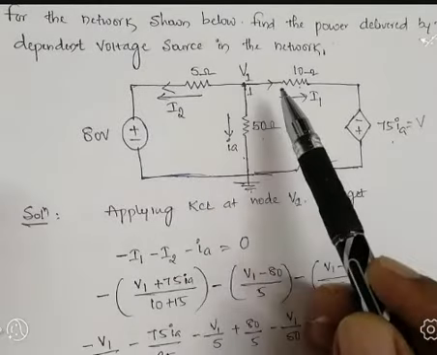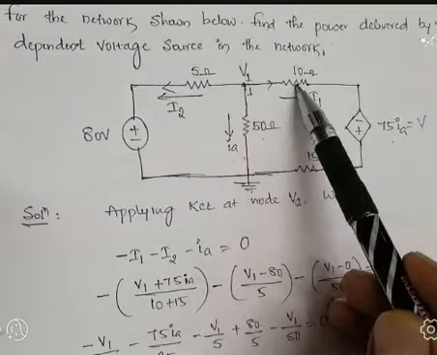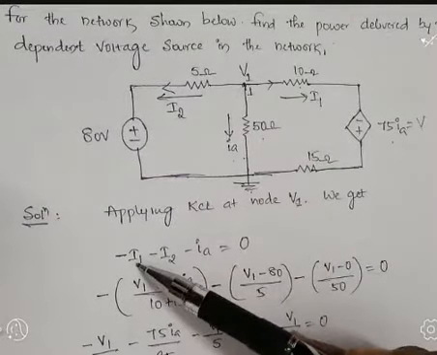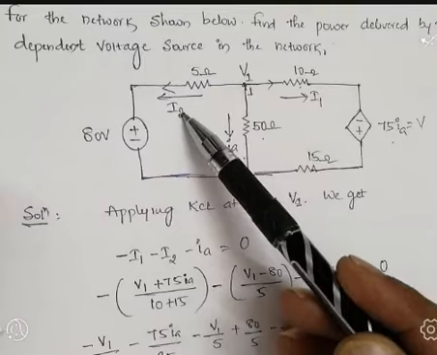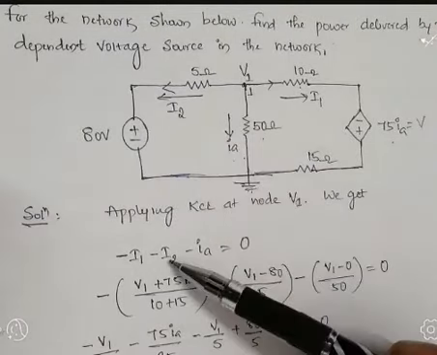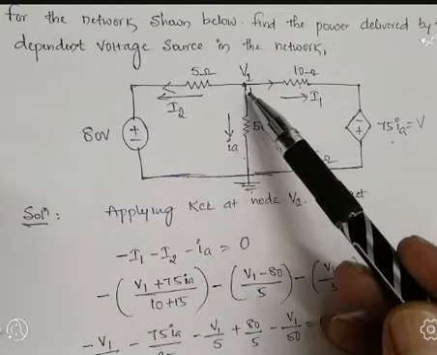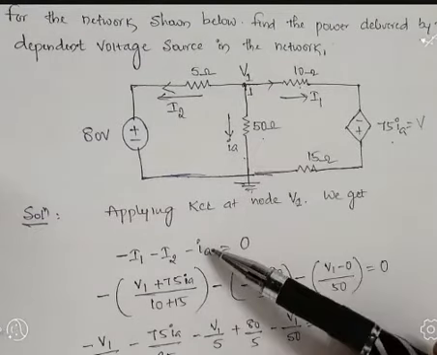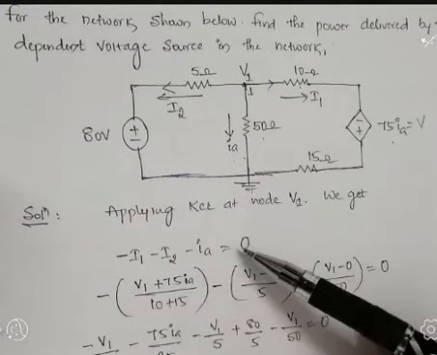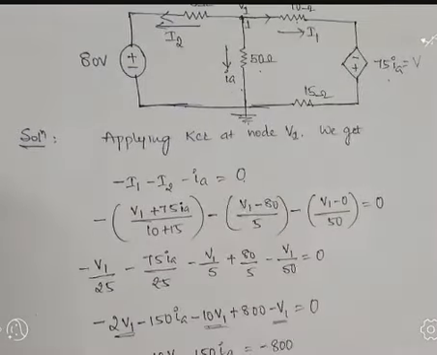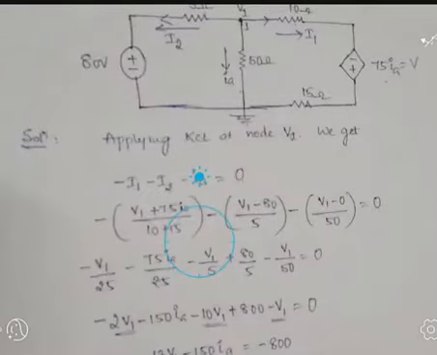The current I1 is moving away, hence the polarity becomes minus I1. Next, the current I2 is also moving away from the node, hence it is minus I2. Then the current IA is also moving away from the node, hence it is minus IA, and that is equal to 0.